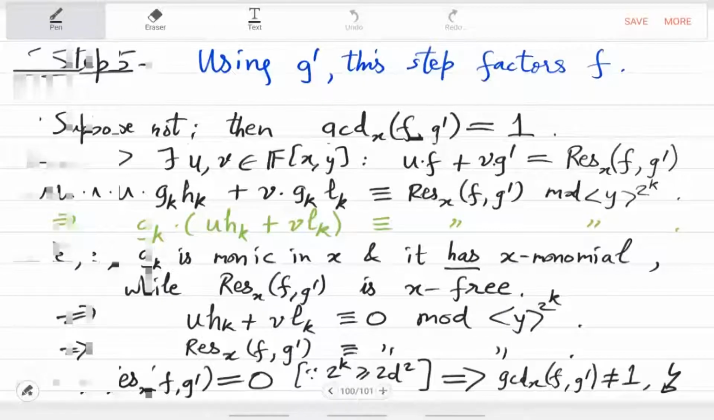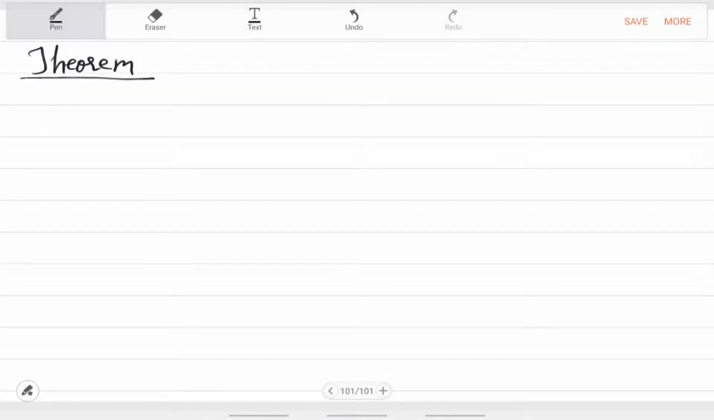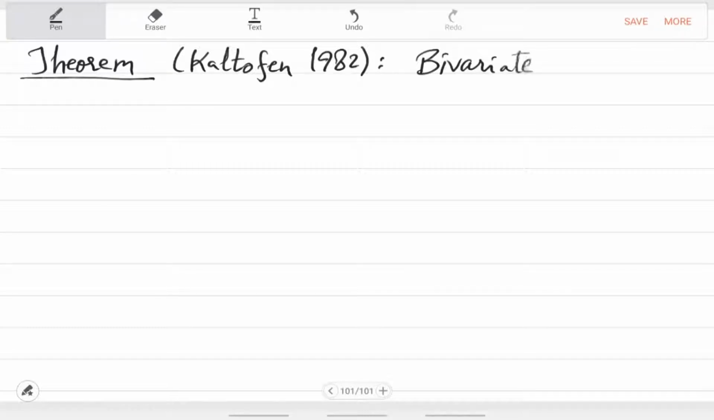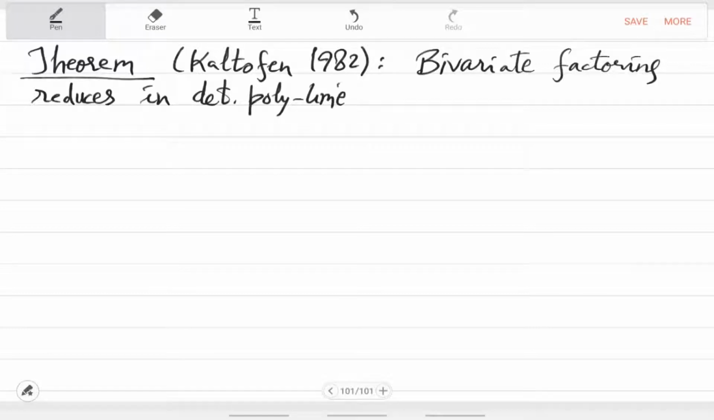This is a highly non-trivial proof. This is probably the most major application of the resultant you will see, and a very explicit application. So this was achieved by Kaltofen. Bivariate factoring, irrespective of field, reduces in deterministic polytime to univariate factoring. Okay.